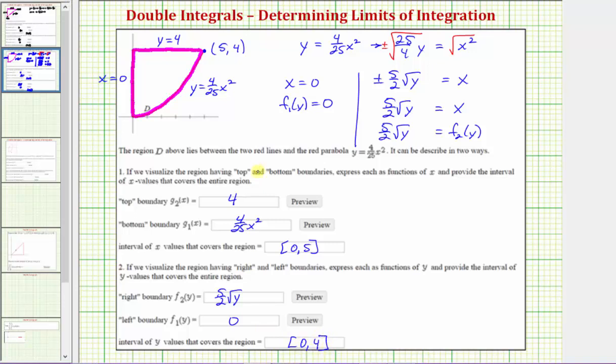Being able to define our boundaries in both of these methods is important when we begin to set up double integrals and determine the limits of integration. If we integrate with respect to y first and then x, we would use the method we used in number 1. If you integrate with respect to x first and then y, we would use the method we used in number 2.